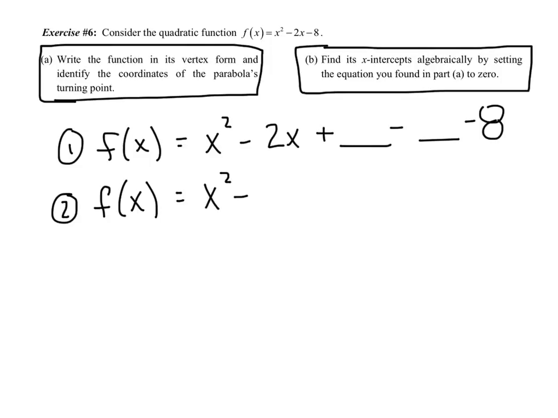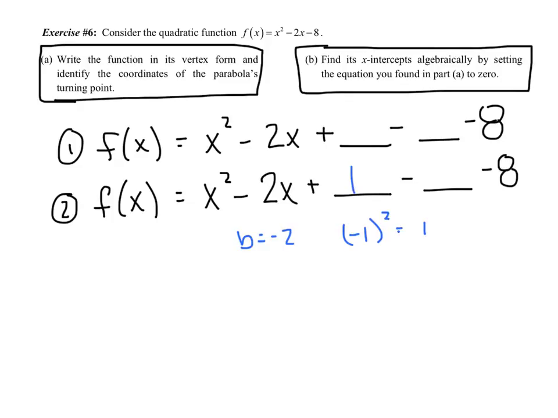Step number 2, here's what I want you to do. Go back and read those notes, okay? Talk yourself through it. Right now my B term is negative 2. I need to take half of that, which is negative 1, and then I'm going to square that number, which turns out to be a positive 1. So I'm going to add 1 and subtract 1 to that equation.